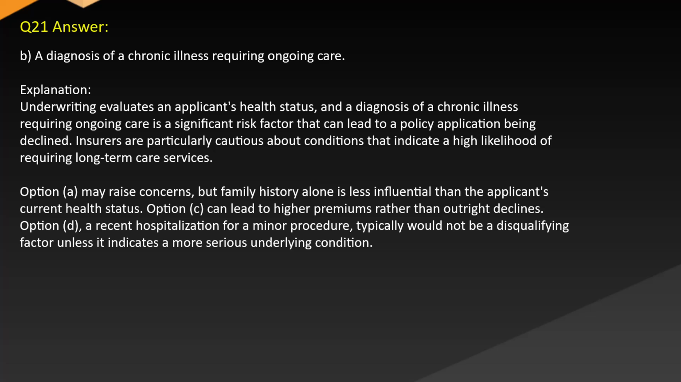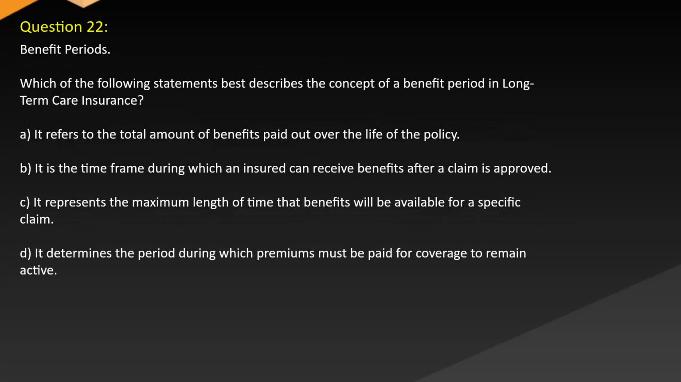Option A may raise concerns, but family history alone is less influential than the applicant's current health status. Option C can lead to higher premiums rather than outright declines. Option D, a recent hospitalization for a minor procedure, typically would not be a disqualifying factor unless it indicates a more serious underlying condition.